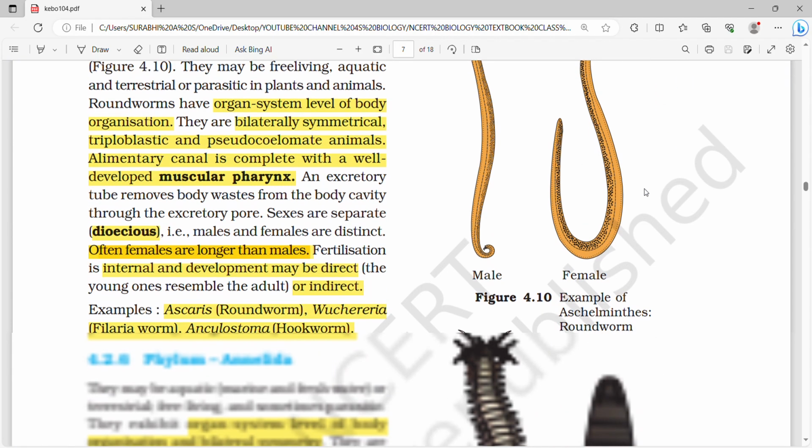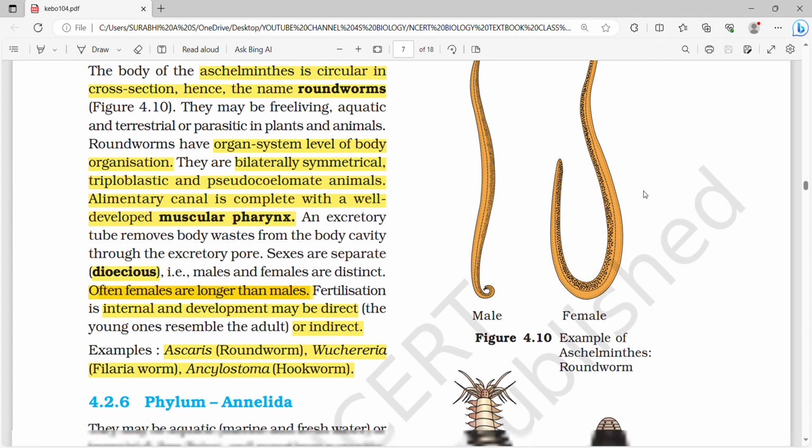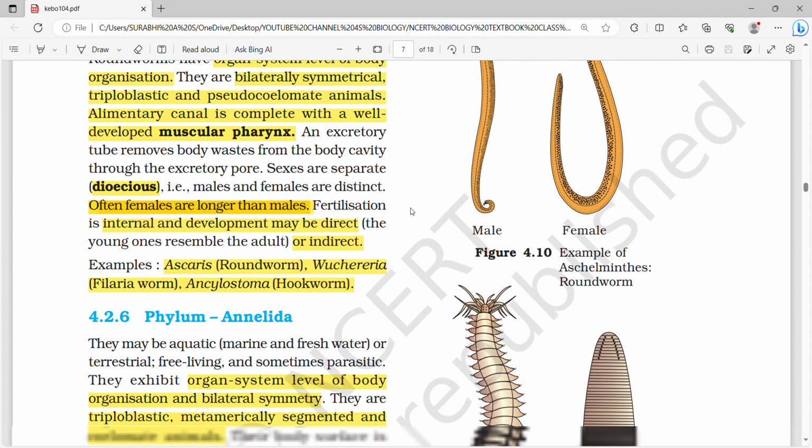Next phylum is Aschelminthes. In Aschelminthes, the body is circular, and for this they have been given the name roundworms. They have organ system level of organization. They are bilaterally symmetrical, triploblastic, pseudocoelomate animals, and the alimentary canal is complete, with a muscular pharynx also present here. They have an excretory tube through which the body waste is removed through the excretory pore.